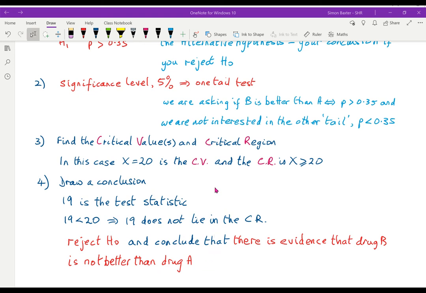In the next video, I will go on to do another example and show you more about significance testing.